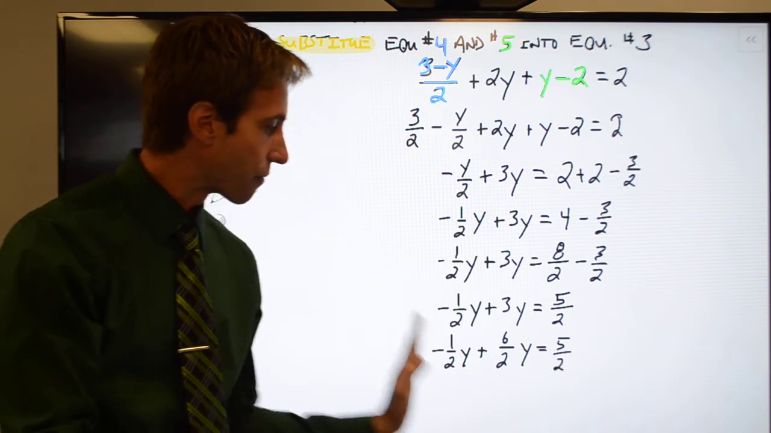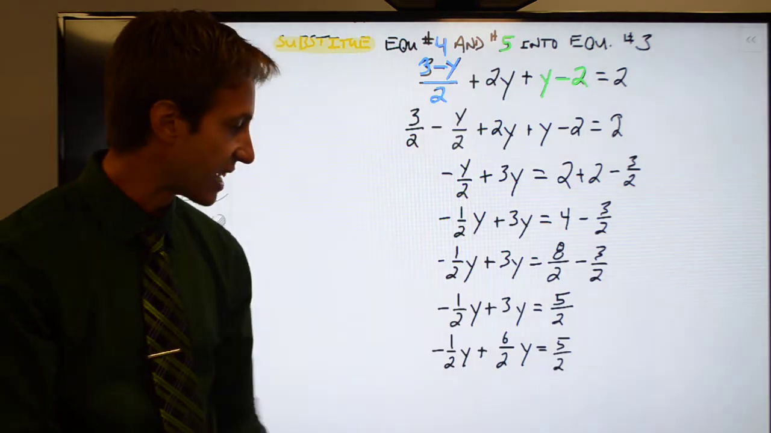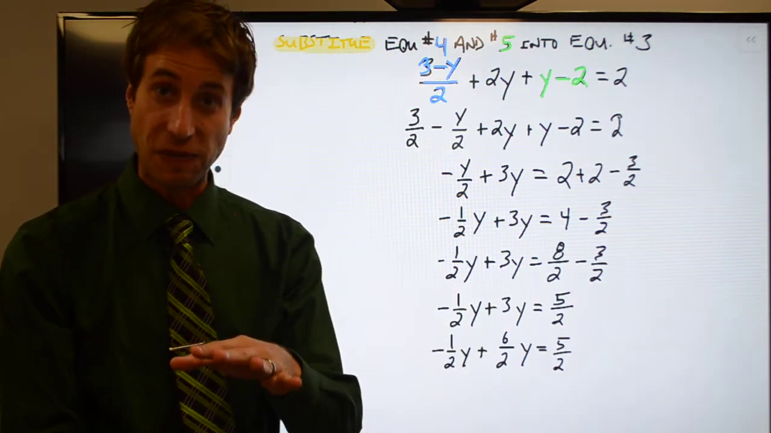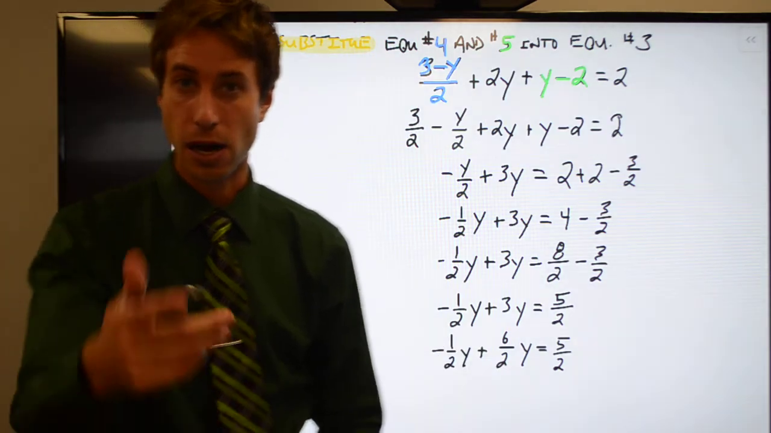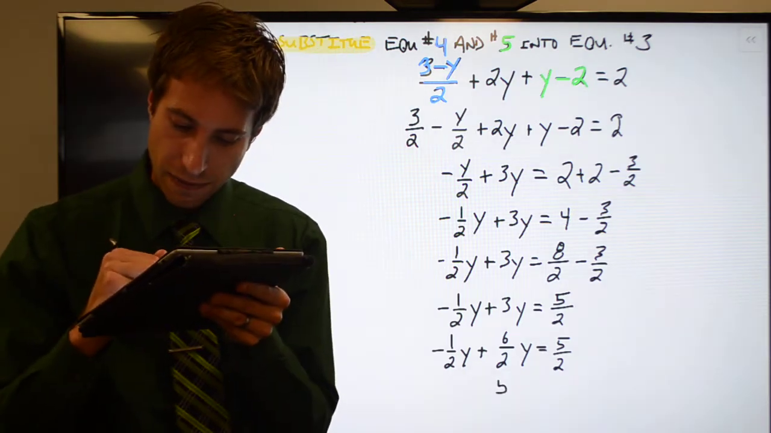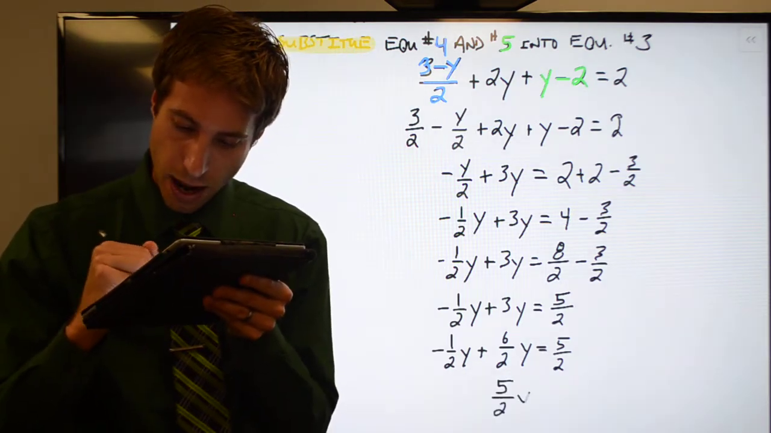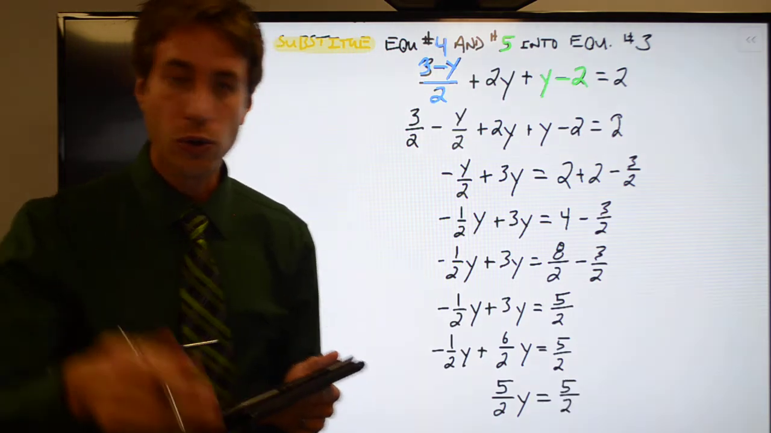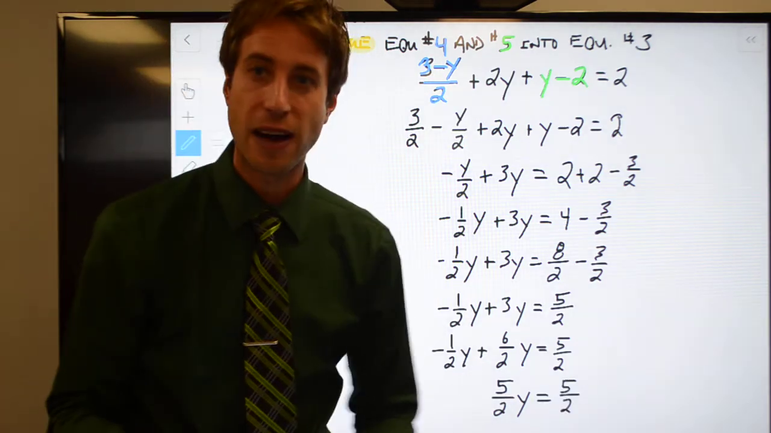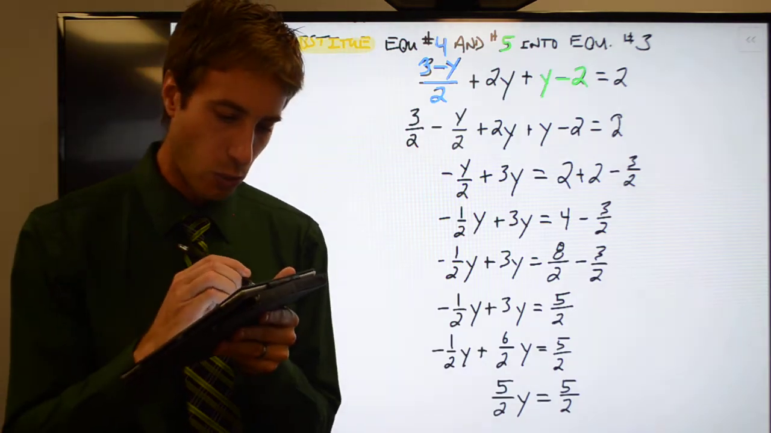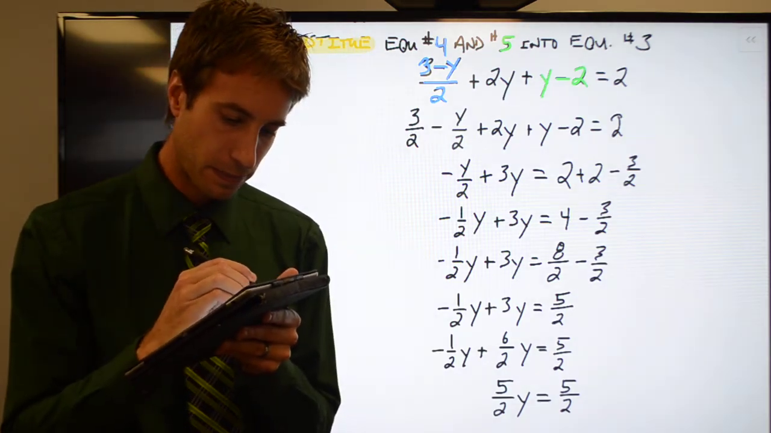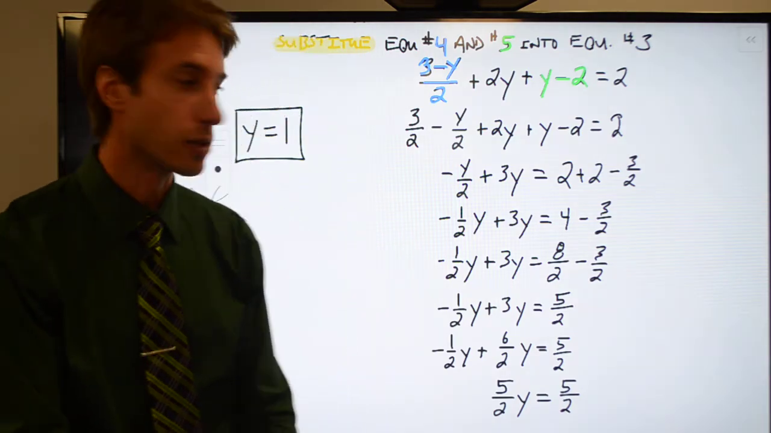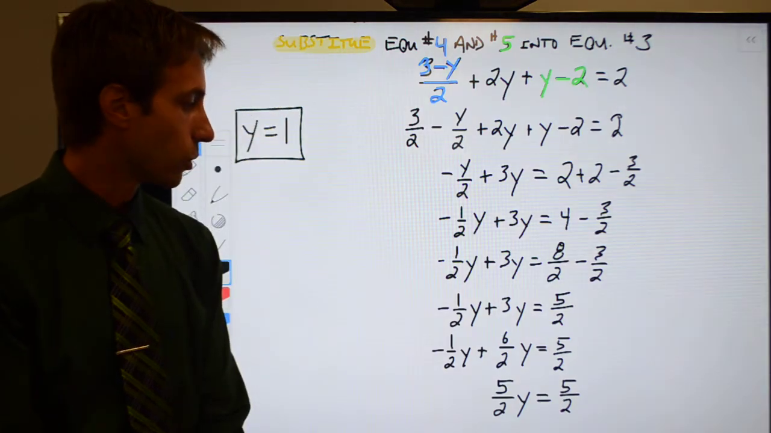Well, now that I've got fractions, we can add these guys together. A negative 1 plus 6 is 5. I keep my common denominator, which is 2. So 5 halves y is equal to 5 halves. Well, in order to get the y by itself, you divide the 5 halves to the other side, and we get y is equal to 1, because anything divided by itself, of course, is 1. So y is equal to 1.